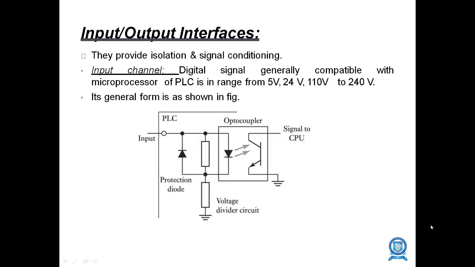Input-output interface. They provide isolation for signal conditioning, and the input-output channels are generally compatible with the PLC, in the range of 5 volt, 24 volt, 110 volt and 240 volt, which is shown in the diagram. The optocoupler sends the signal to the CPU, and the PLC has a protection diode with a voltage divider circuit.